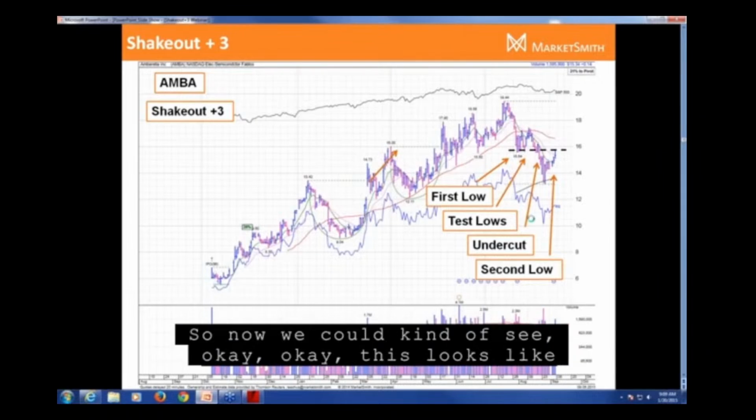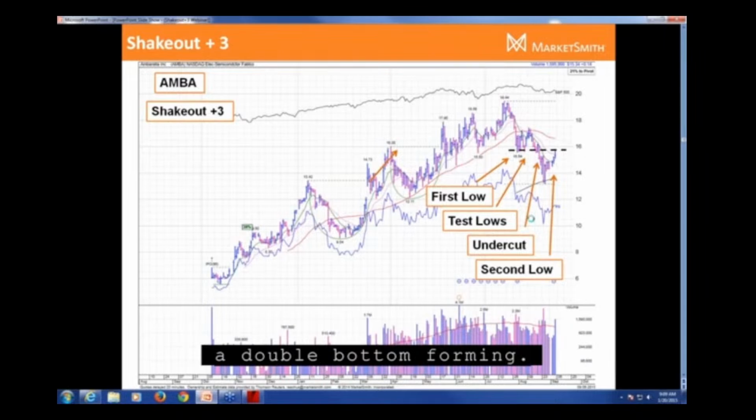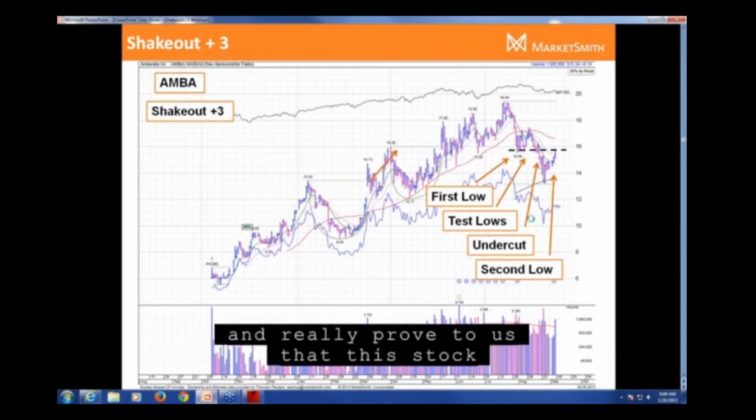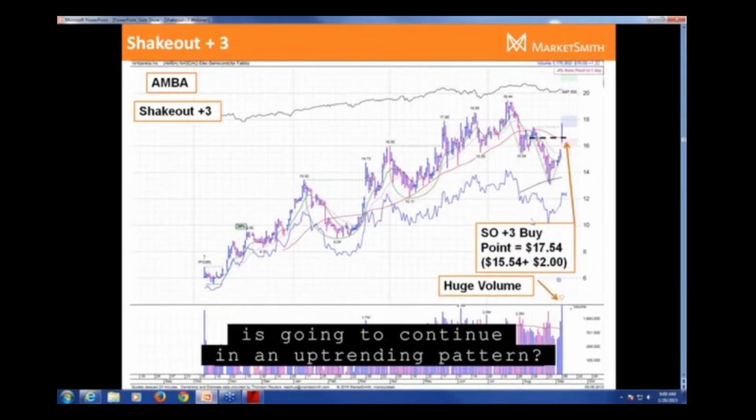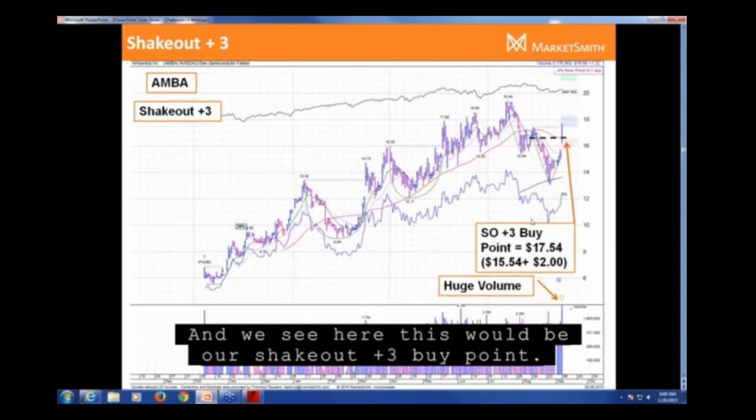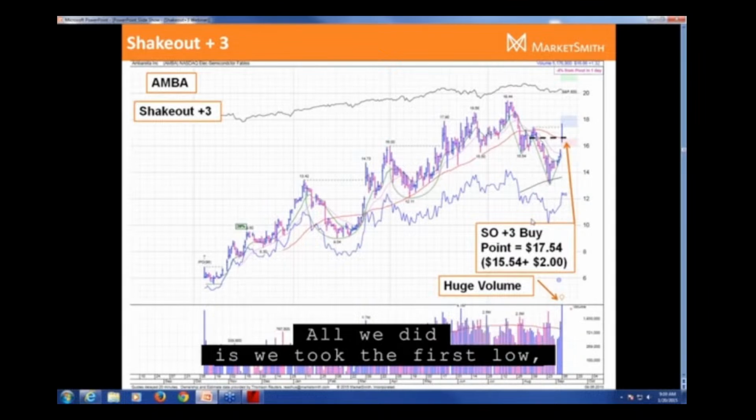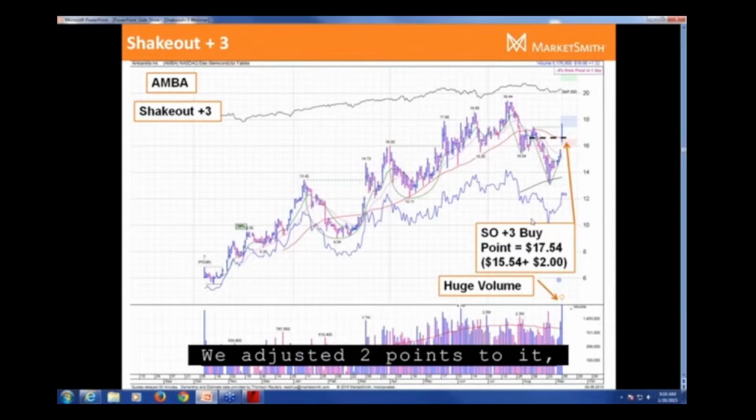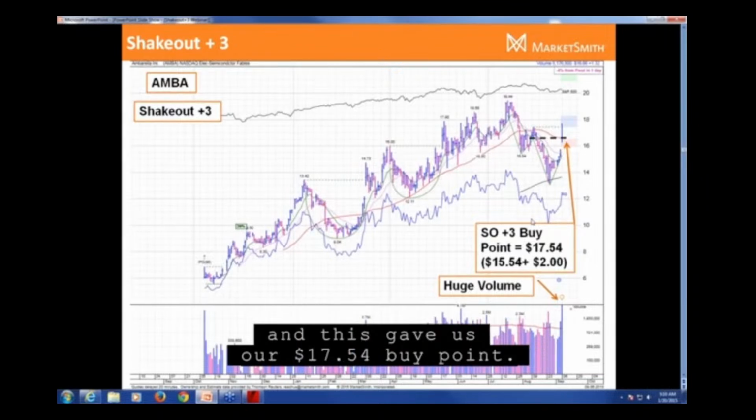So now we can kind of see, okay, this looks like a double bottom forming. Can we get above the first low and really prove to us that this stock is going to continue in an uptrending pattern? And we see here, this would be our Shakeout plus 3 buy point. All we did is we took the first low, which was $15.54. We adjusted 2 points to it, and this gave us our $17.54 buy point.